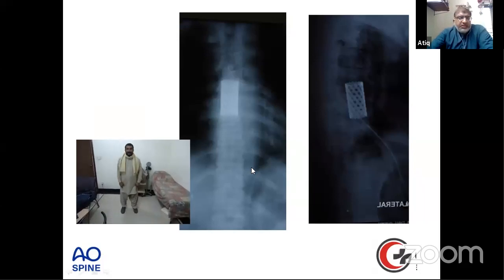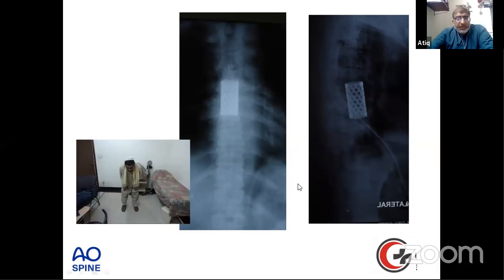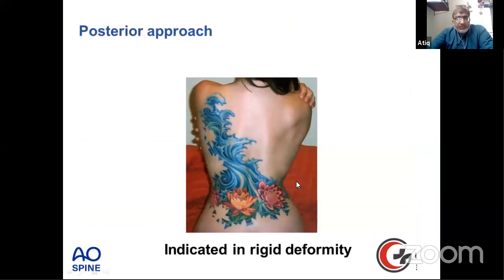So this is that case in which we have done anterior decompression and cage. He's a driver and he's working nowadays. His paraplegia improved after the surgery within 2 months. In tuberculosis of the spine, the paraplegia is very responsive. Even if the patient has been paraplegic for the last 6 months or 1 year, it responds to the surgery.